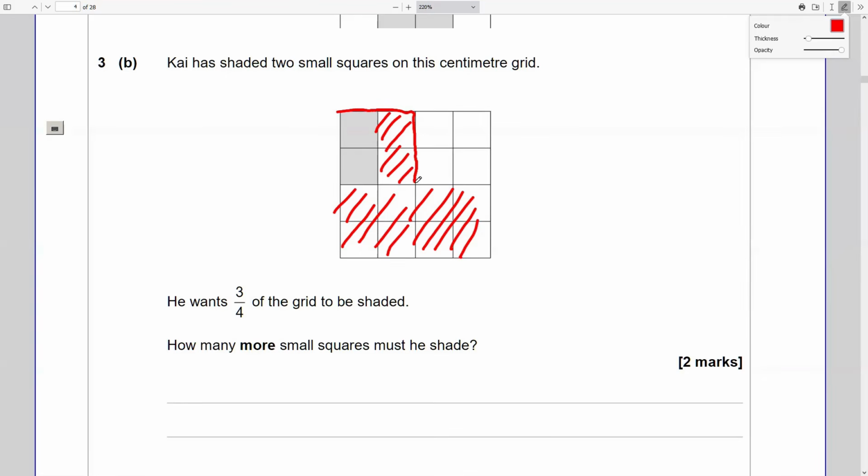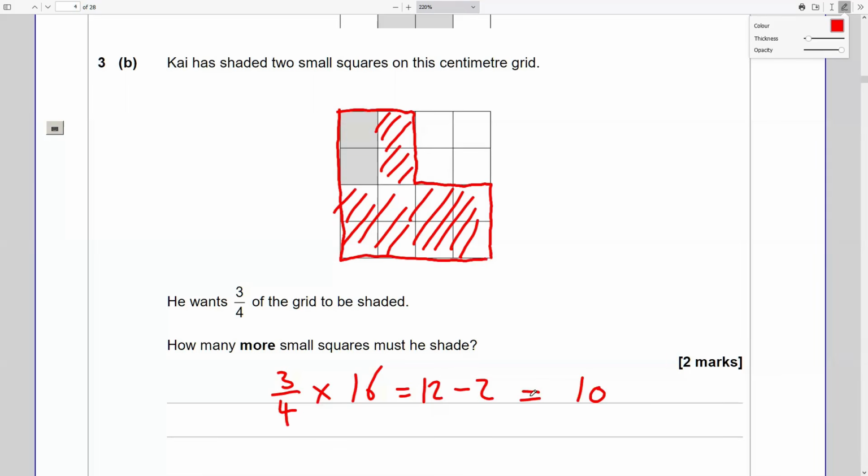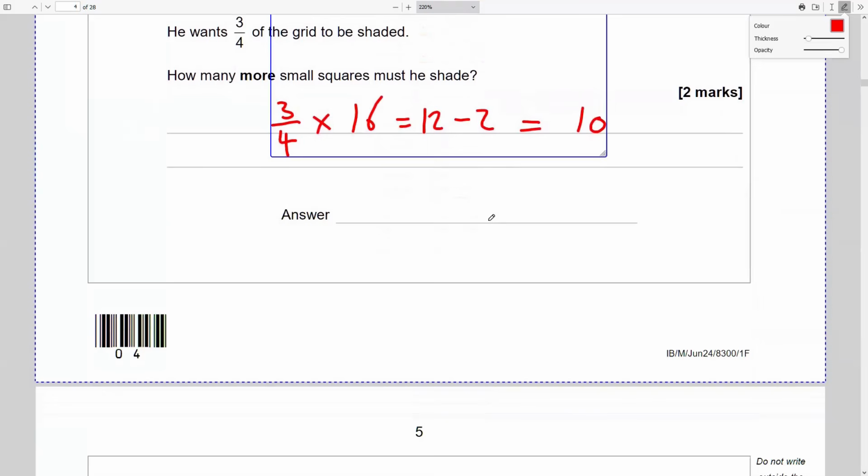I suppose we could do it arithmetically as well. Let's do both just to show it. Anyway, we can see we've got 4 there, which is 8, and another 2 is 10. So our answer is 10. And we could have got that by going 3/4 times 16, because there were 16 of them, equals 12, minus the 2, which are already done, equals the 10. So that's another way of doing it. We'll put our answer in the right place, 10 there.